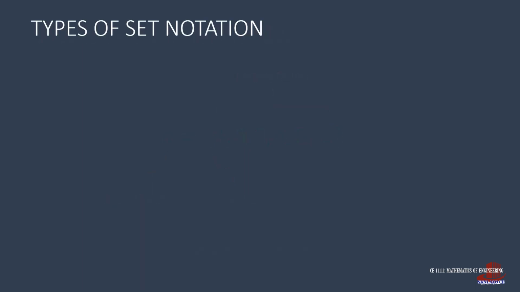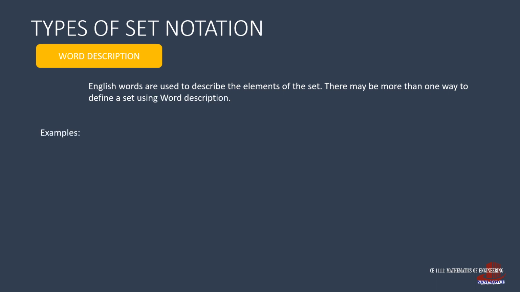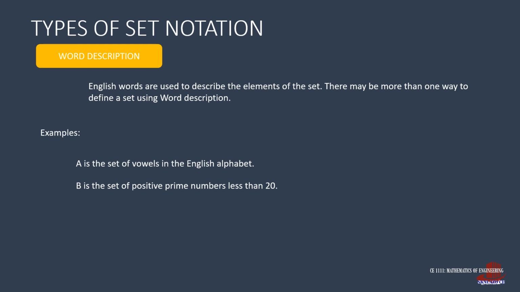Now let's discuss the different ways of writing sets. The first is word description, when the sets are described in English words. With descriptions, a set can be written in different ways. Some examples are the group called A, which is a set of vowels in the English alphabet. Another example is B as a set of positive prime numbers less than 20. There is also C, which is the set of consonants in the word Philippines.